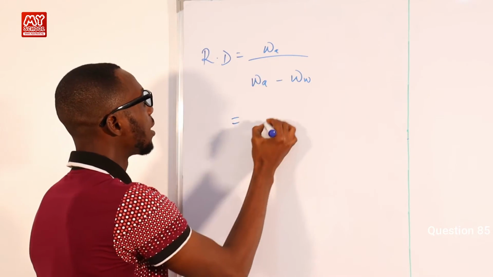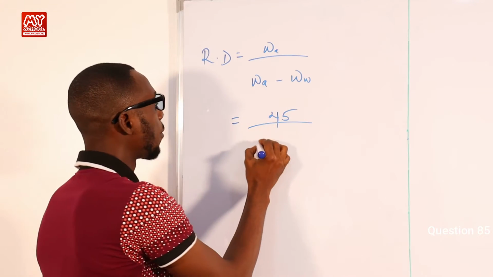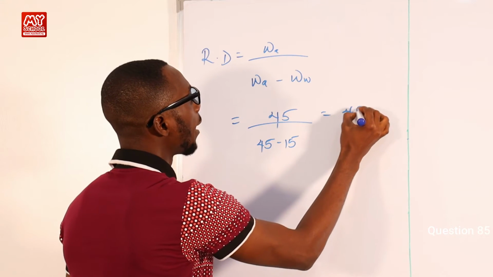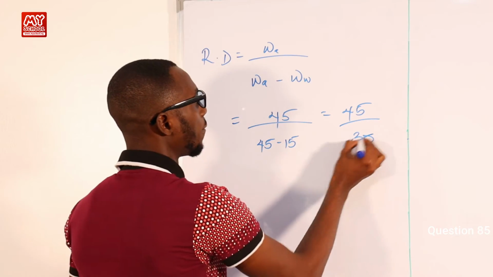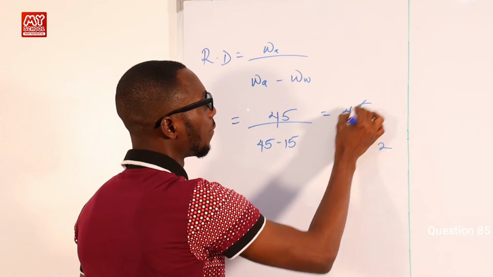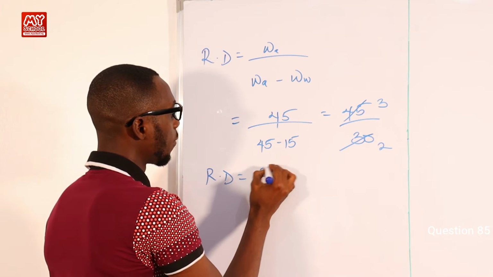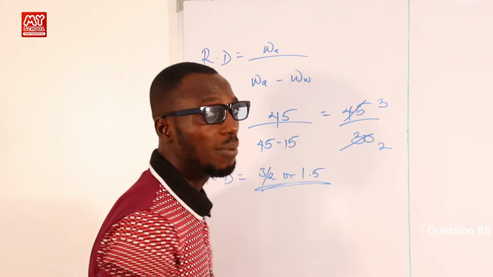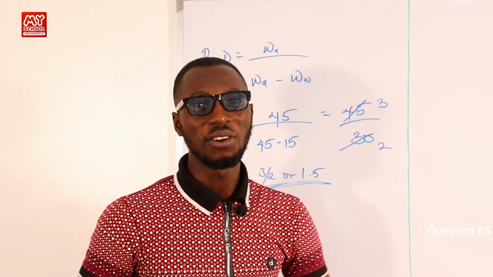The weight in air is 45. The loss in weight in water will be 45 minus 15. That gives you 45 over 30. 15 here 2, 15 here 3. Relative density equals 3 over 2 or 1.5. So join me as we scan through our options together. Option C is very correct.